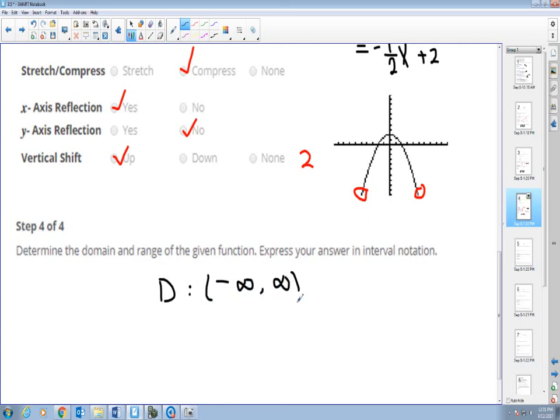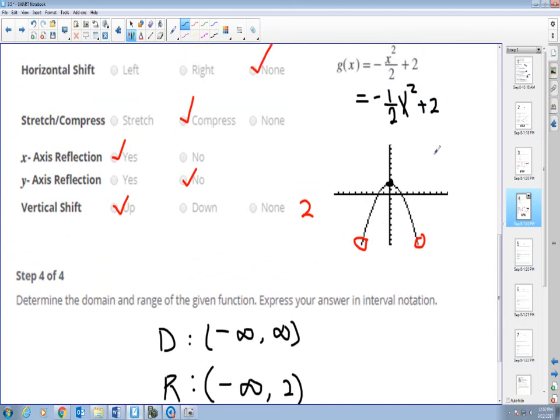The range is a little bit different. The range is from down and up. How far down do both sides go? You keep on going down to negative infinity. So down and up, come all the way up to this point. This point, the highest point, or the vertex here, has to be positive 2, because the function simply shifted up 2 places. Okay, reflection about the x-axis.